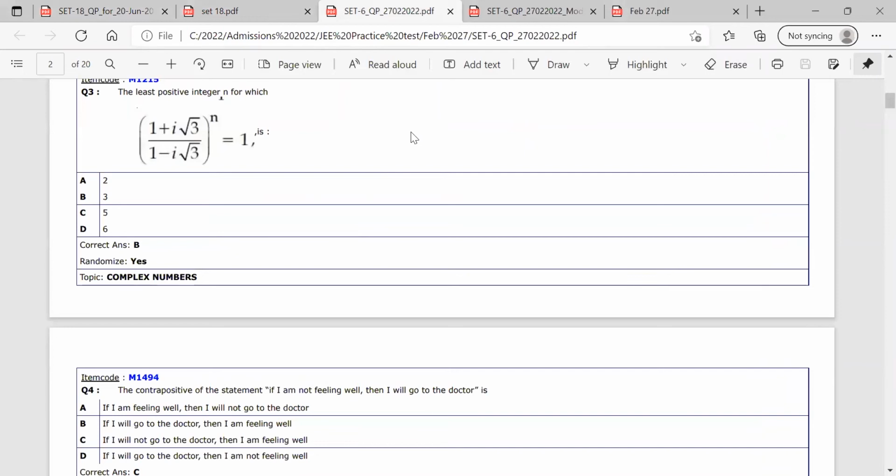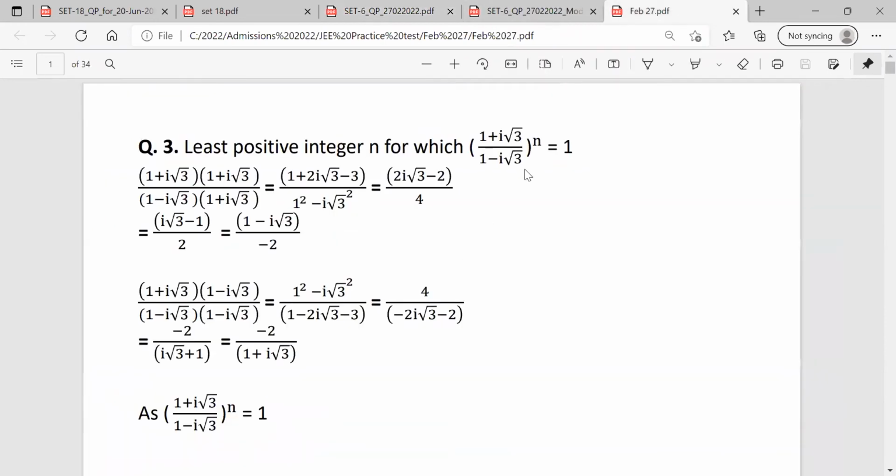So I think the screen is visible. Question number 3: the least positive integer n for which (1 plus i root 3 by 1 minus i root 3) whole raised to n is equal to 1 is. Here also we have to find the value of n, but it is clearly mentioned that it is the least positive integer n for which this condition has to be satisfied.